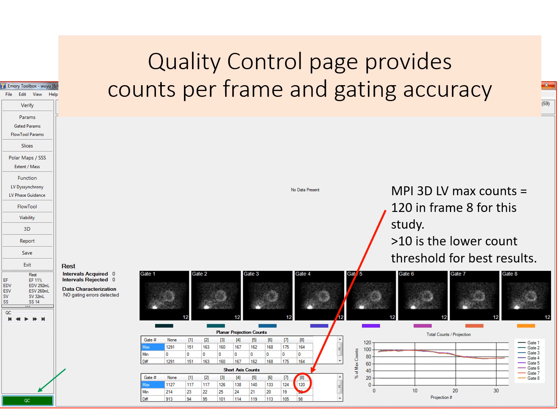Now let's continue to discuss quality control issues, and now we're looking at the quality control page from the Emory Cardiac Toolbox, which are the tools that I'm going to be talking about, the ones that have been developed in our lab at Emory University. So if we go to the QC page, we got to make sure of two things. Number one, that the gating was done correctly, and number two, that there are enough counts per pixel.